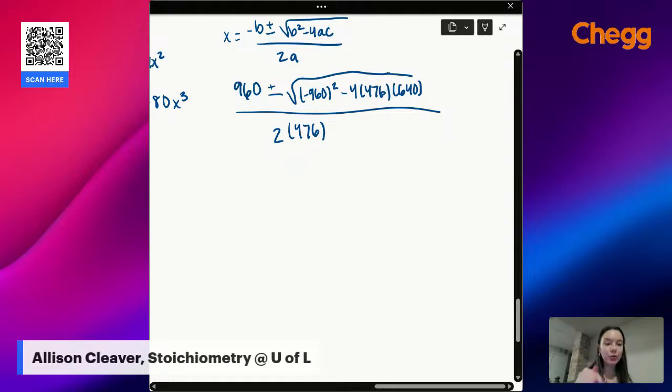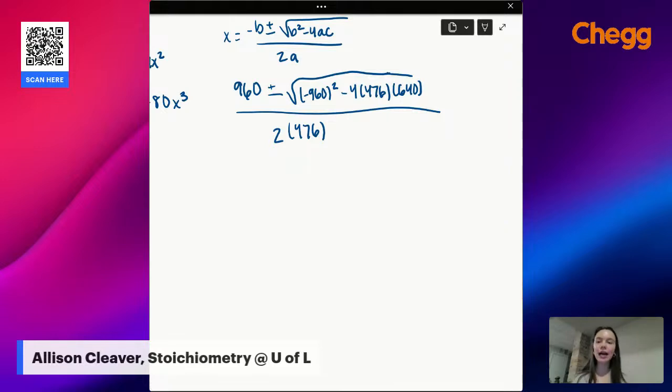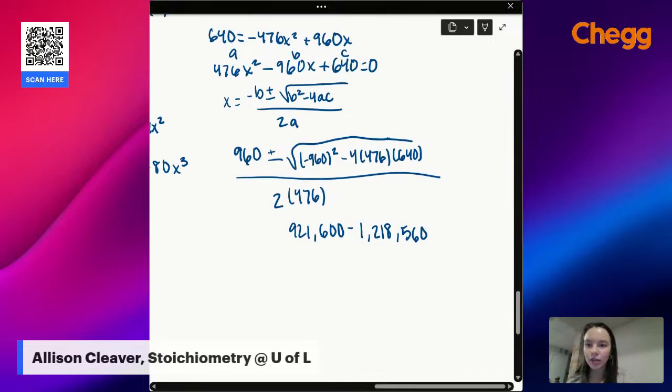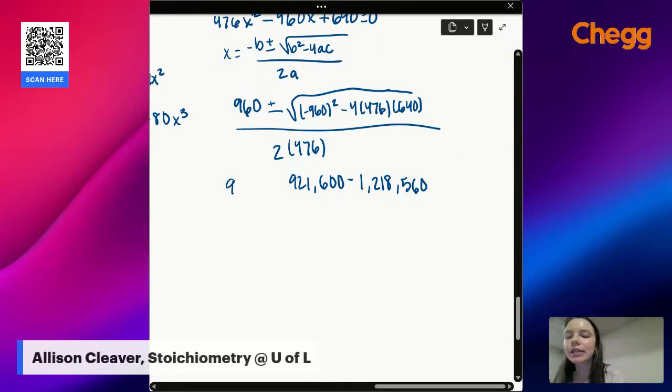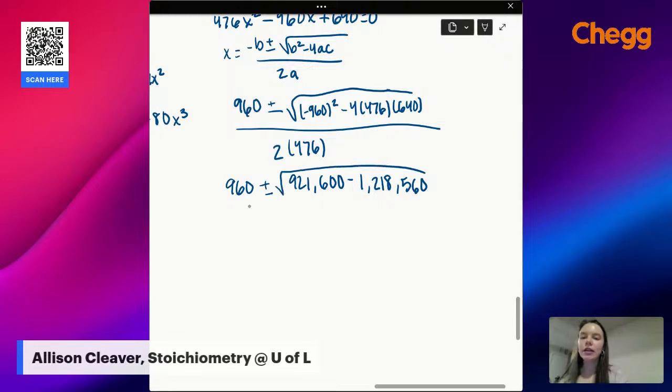So I'm going to start with working what's in that square root sign. Negative 960 squared is 921,600. Then 4 times 476 times 640 is 1,218,560. What have I done? Okay. 960 plus or minus, and then 2 times 476, so over 952.